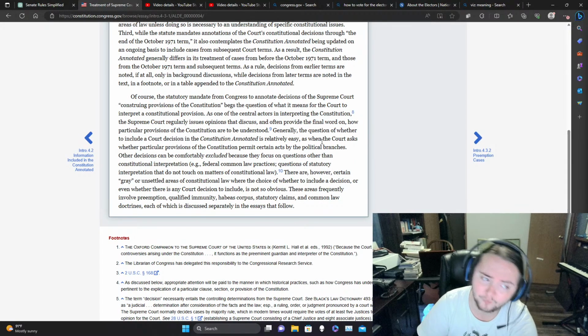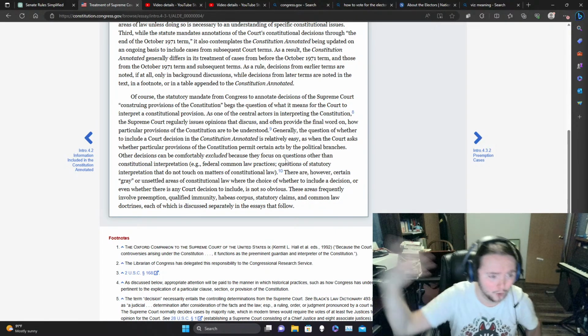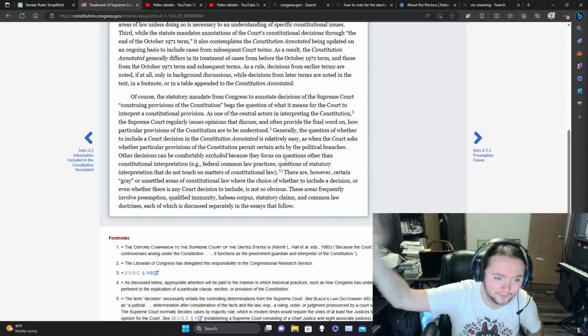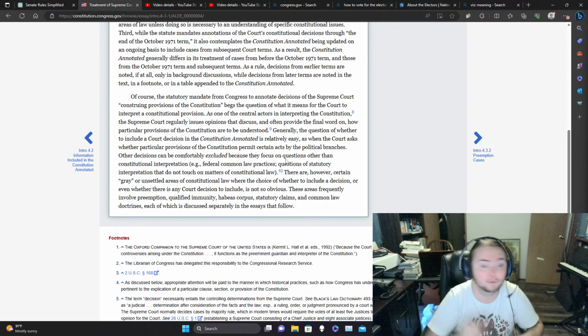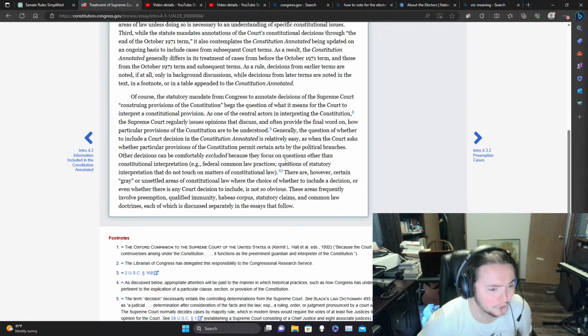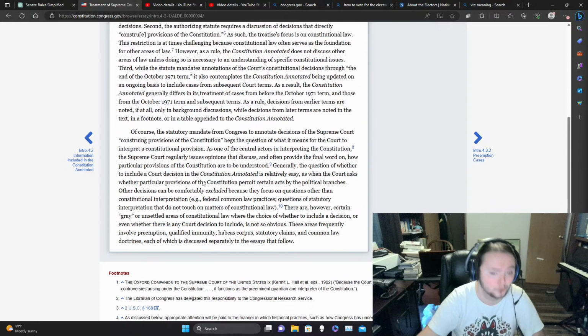Generally, the question of whether to include a court decision in the Constitution Annotated is relatively easy, as when the court asks whether a particular provision of the Constitution permits certain acts by the political branches. Other decisions can be comfortably excluded because they focus on questions other than constitutional interpretation. For example, federal common law practices, questions of statutory interpretation that do not touch matters of constitutional law.